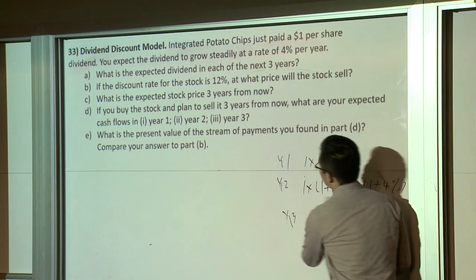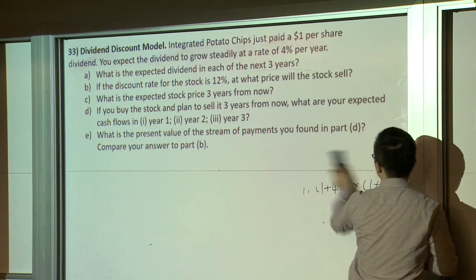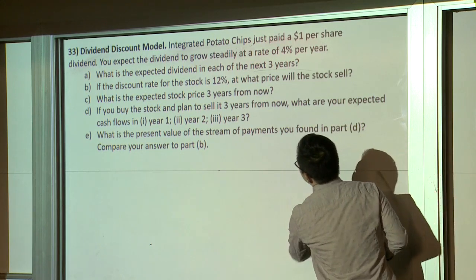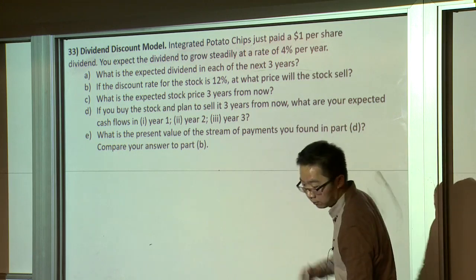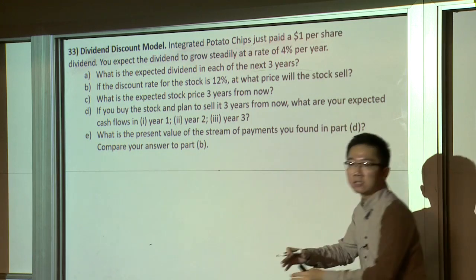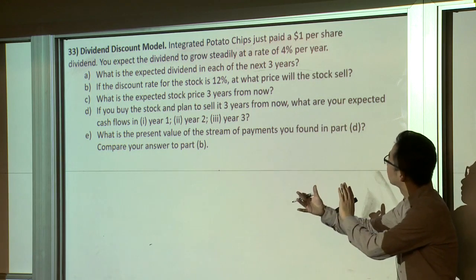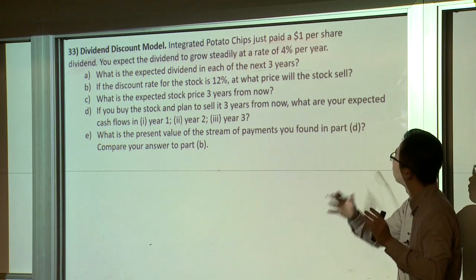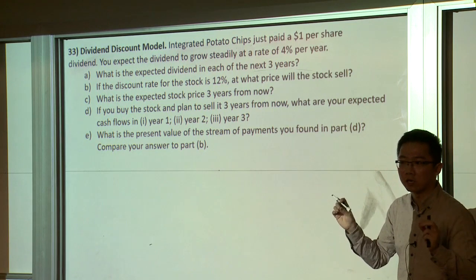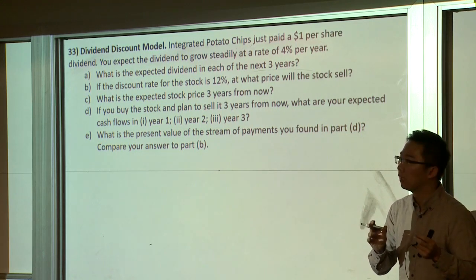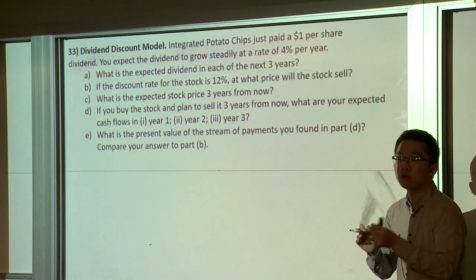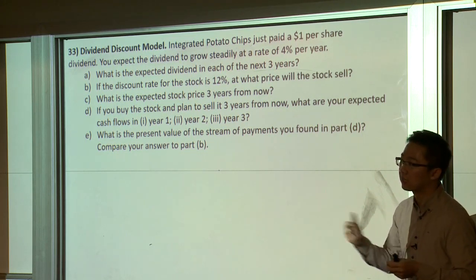Now, for B, if the discount rate for the stock is 12%, at what price would the stock sell? We know the dividend of this stock is going to increase at a steady rate of 4% per year. What do we call this cash flow? It's a growth perpetuity, a cash flow that increases year by year at a constant rate, in this case 4%.